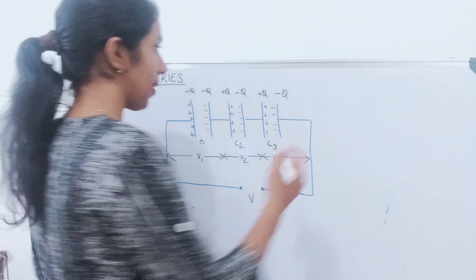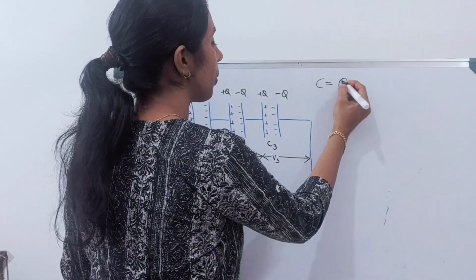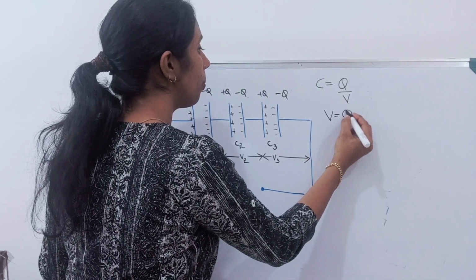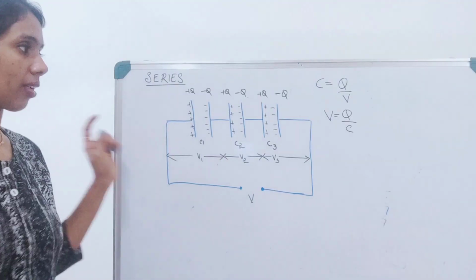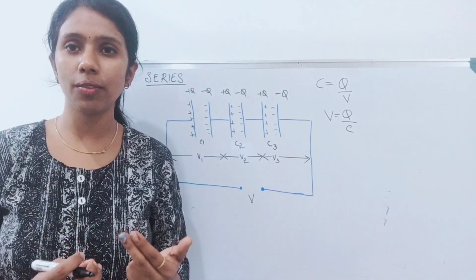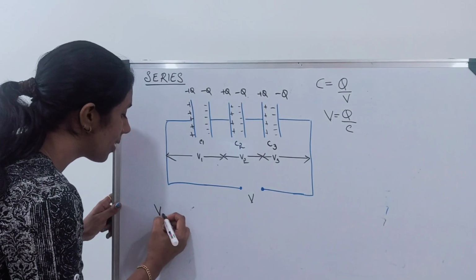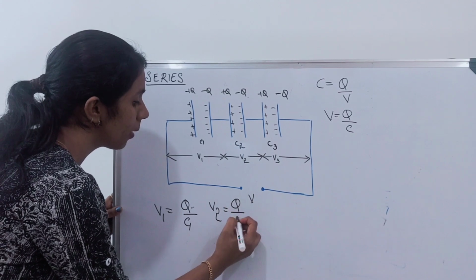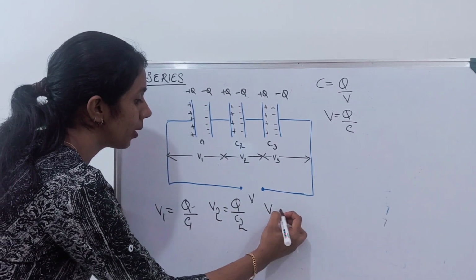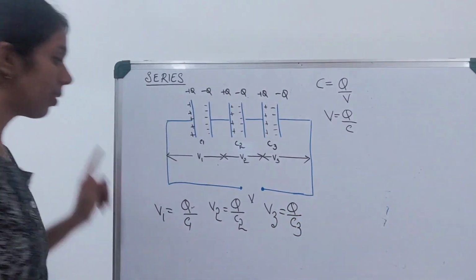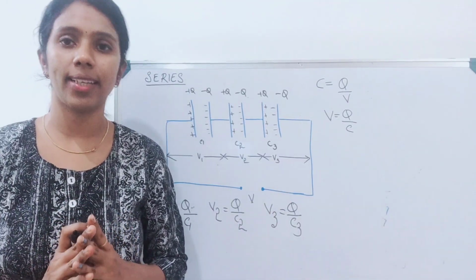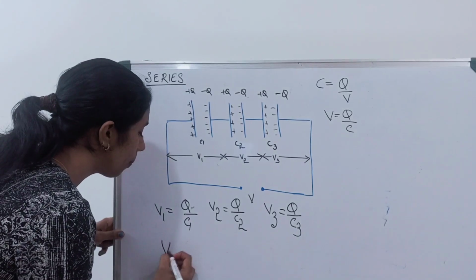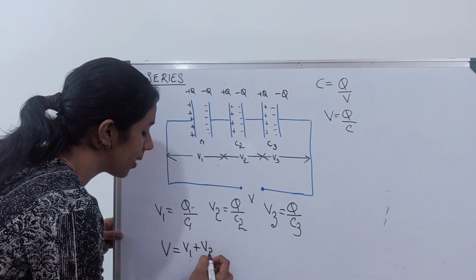You know the equation of capacitance. Capacitance is nothing but C equal to Q divided by V, or V equal to Q by C. From this equation, I can write the equation for individual potentials. So V1 is equal to Q by C1, V2 is equal to Q divided by C2 and V3 is equal to Q divided by C3, where the charge is common because all the three capacitors are connected in series. Now, according to the principle of superposition, the total potential V should be equal to V1 plus V2 plus V3.